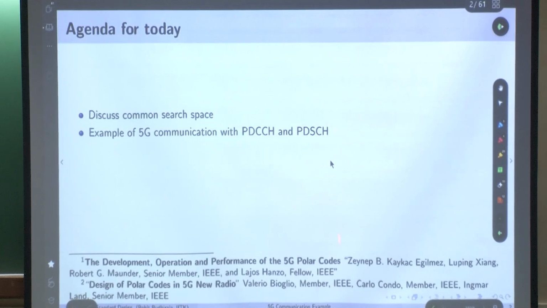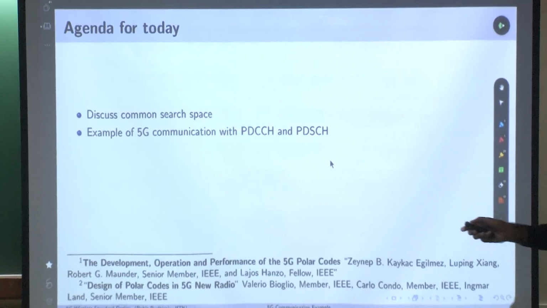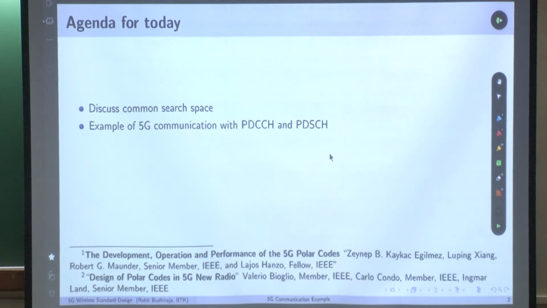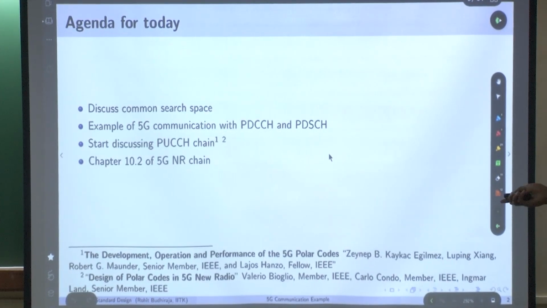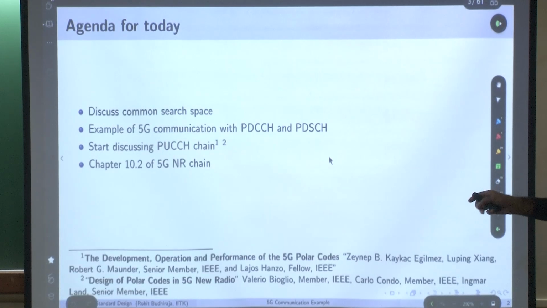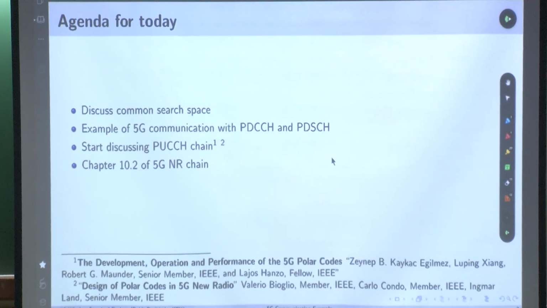What is left in our CORESET discussion is common search space. Then I'll take an end-to-end example, and these are the references. The PUCCH chain we'll discuss in the next class. I edited it, so it will come in the next class.